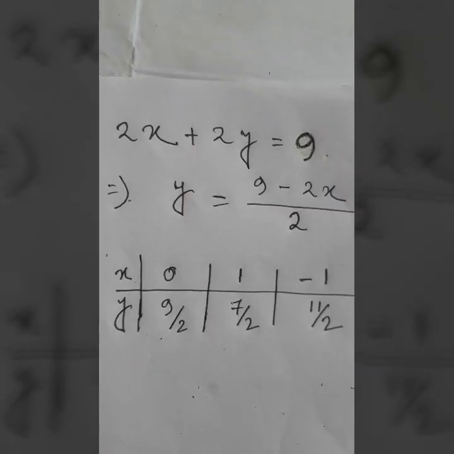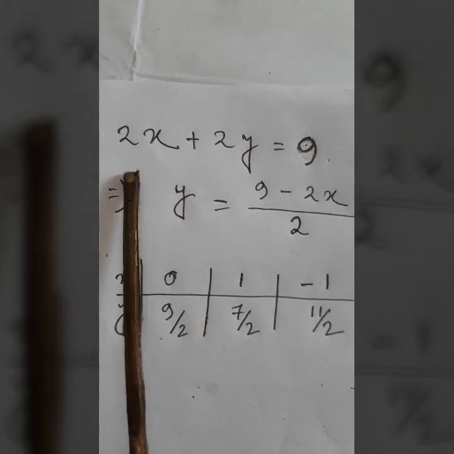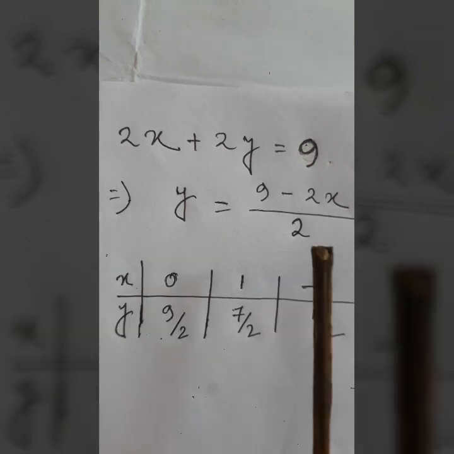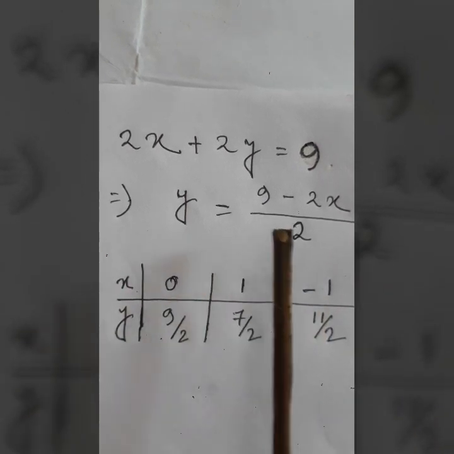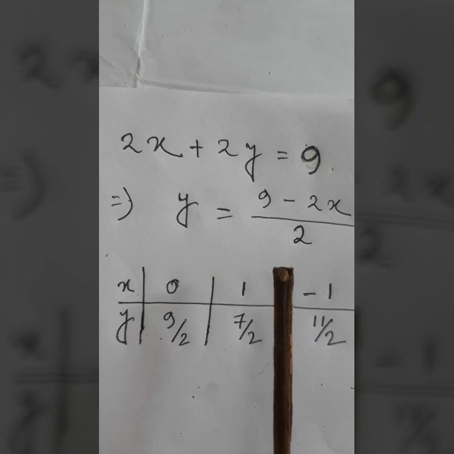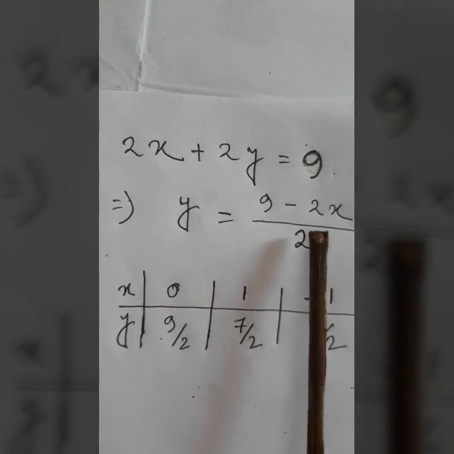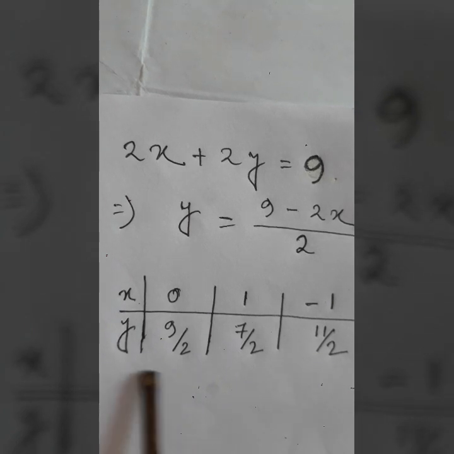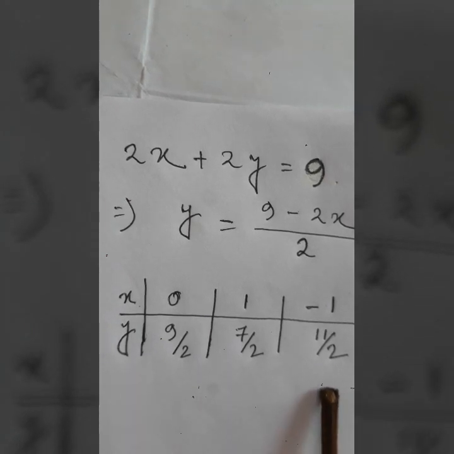After that, we have to take the second equation, that is 2x plus 2y is equal to 9. Again we have to represent y in the form of x, that is y is equal to (9 minus 2x) by 2. Then we have to take the values of x, for which we have to find the values of y, and 3 points we have to take. Okay.